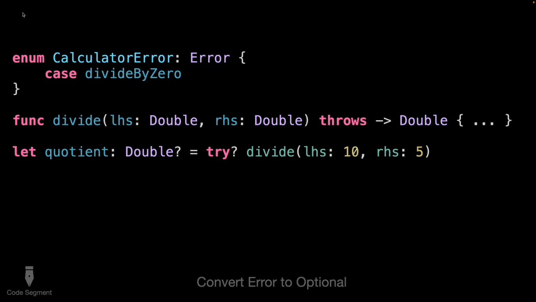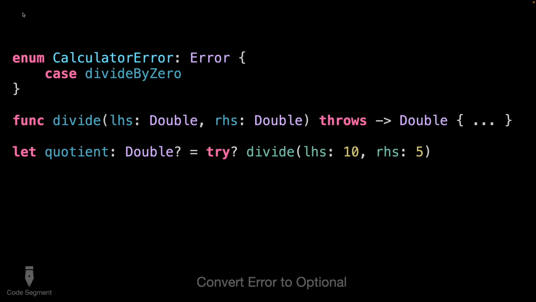Okay. The other thing that you can do is convert the error to an optional. So rather than catching it with the do, try, catch block, rather than handling it in that way, instead, if you put a question mark next to your try, then when you call that function, if the function throws an error, it returns a nil version of that function's return type. So in this case, an optional version of that function's return type.